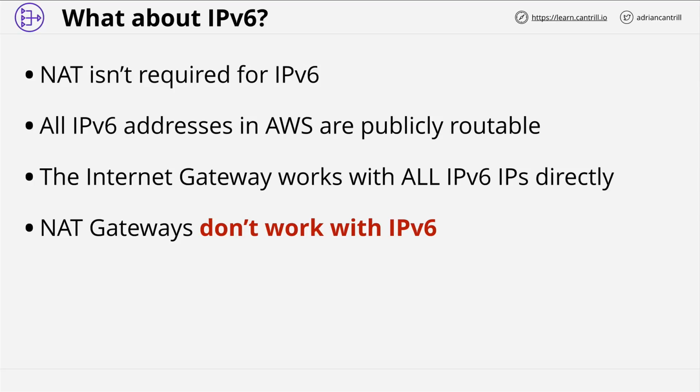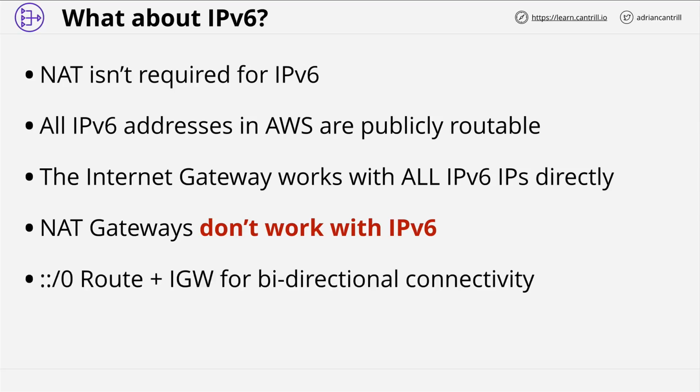I need to repeat it because I really want it to stick in your memory. So with any subnet inside AWS which has been configured for IP version 6, if you add the IP version 6 default route, which is ::/0, if you add that route and you point that route at the Internet Gateway as a target, that will give that instance bi-directional connectivity to the public internet, and it will allow it to reach the AWS public zone and public services.